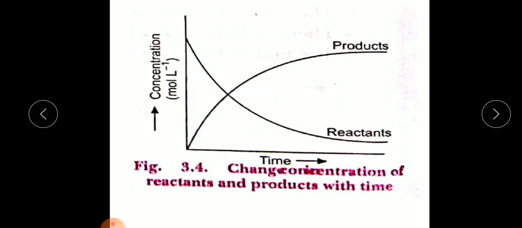This graph shows how the concentration of reactant and product changes with time. Say, on the x-axis we have plotted time, and on the y-axis the concentration. The reactant at the beginning will be at very high concentration, but as the reaction proceeds with time, it decreases. Whereas the product at the beginning is zero, but as the reaction proceeds, the product increases. So this graph shows the change of concentration of reactant and product with time.